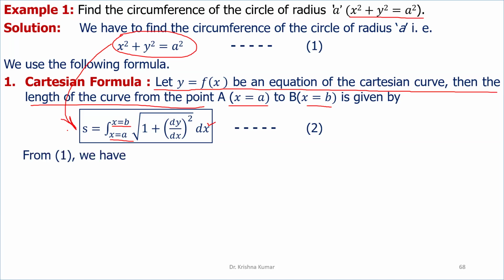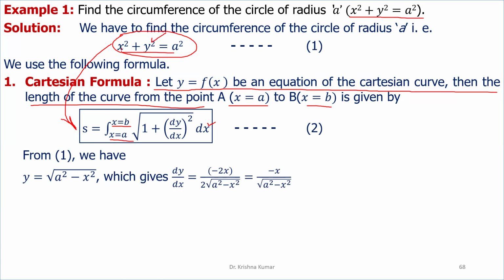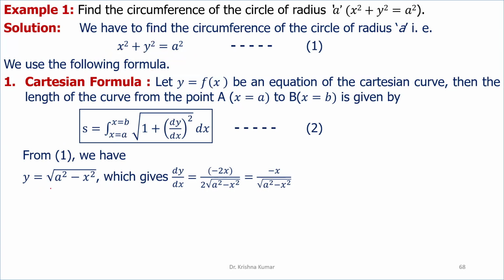From equation number 1, since x square plus y square equal to a square, y square equal to a square minus x square. So y is equal to root over a square minus x square. Since it is y square, it should be plus minus, but we are only taking the positive value over here. Now, if y equal to root over a square minus x square, then what is dy/dx? Because if you want to find the value of s, we need to find the value of dy/dx.